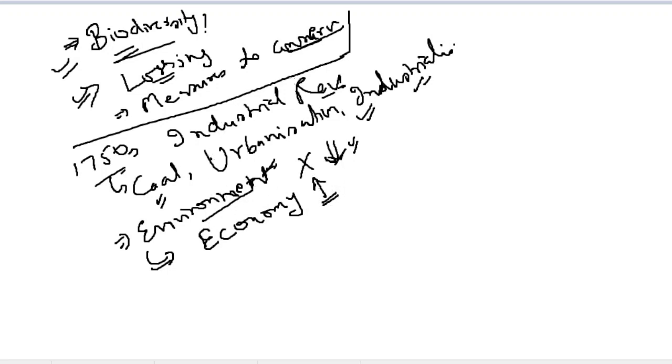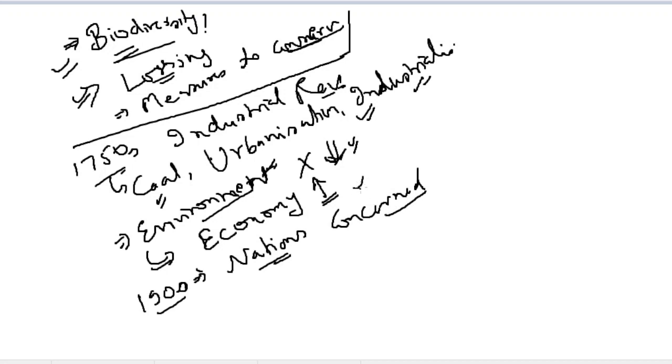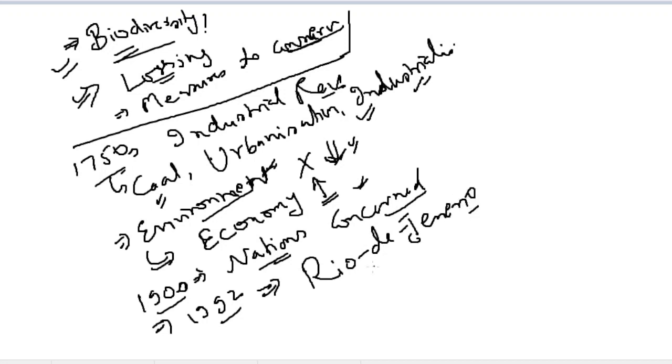So in the 1900s, or even in the late part of the 20th century, all the nations became concerned about environmental degradation. So what happened in 1992? A conference of all the world leaders was called in Rio de Janeiro, that is in Brazil. All the concerns with respect to the environment were discussed in this convention. Now, what were the outcomes of this convention?